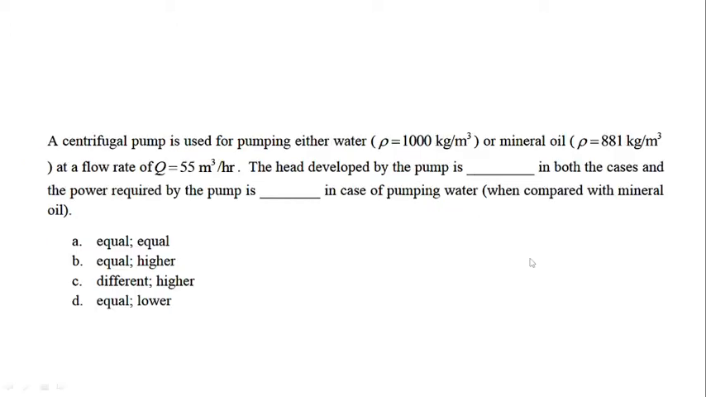The next question: a centrifugal pump is used for pumping either water with density 1000 kg per meter cube or mineral oil with density 881 kg per meter cube at a flow rate of 55 meter cube per hour. The head developed by the pump is dash in both the cases, and the power required by the pump is dash in case of pumping water when compared with mineral oil.